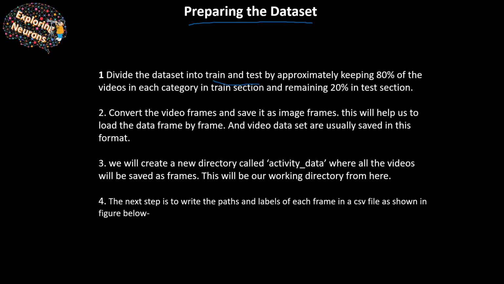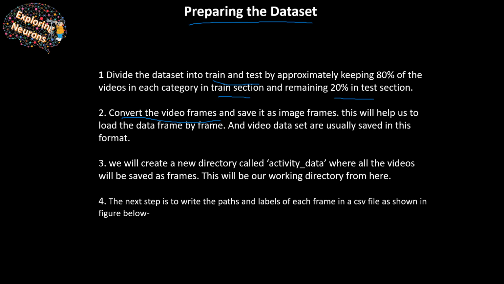What I have done here is I have prepared our own train and test sets, where 80% of the videos in each category I have kept in the train section, and 20% I have taken in the test section. Now, these videos are in a video format like .avi or .mp4. What we have to do now is convert each video into frames and save each frame as an image. This will help us to easily load the data when we're preparing the data loader.